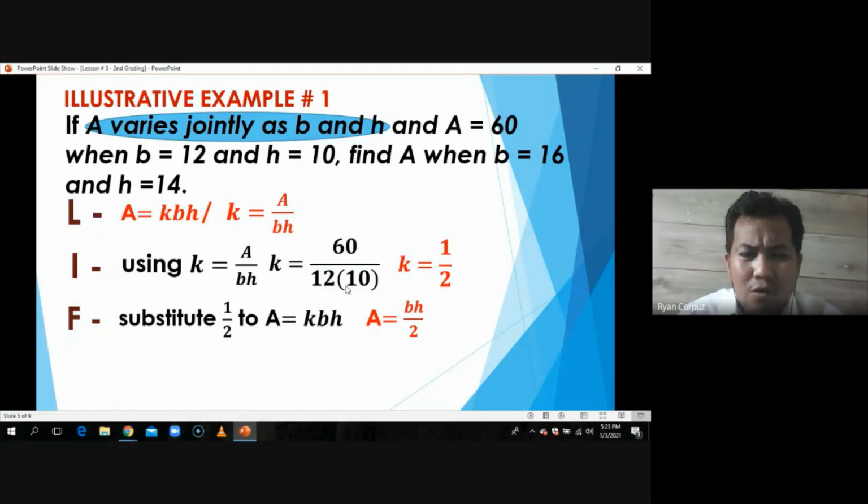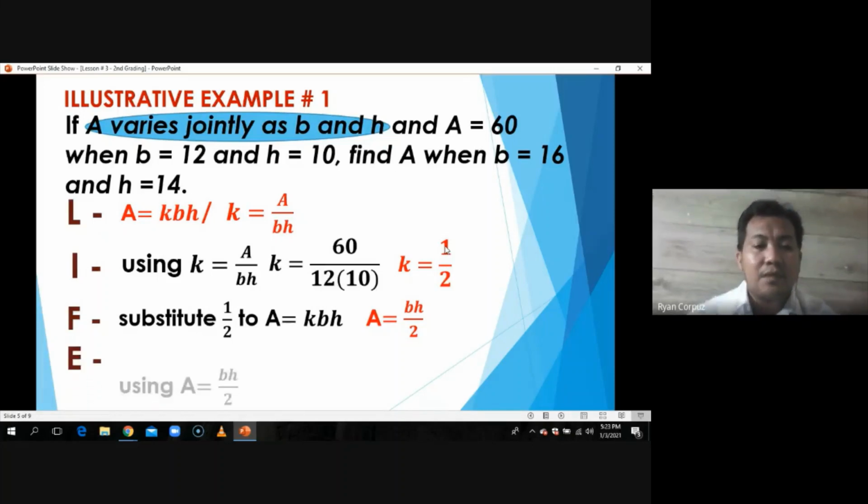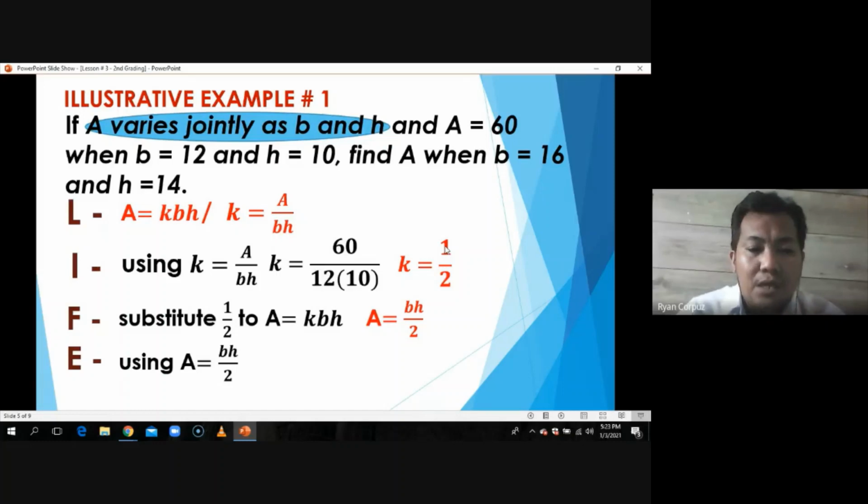So bakit BH over 2 na lang? Because the numerical coefficient na kasama na ng BH is already 1. If 1 is your numerical coefficient, usually you do not write 1 anymore. So that's why it will come up with BH then over 2. So that would be your equation of variation.